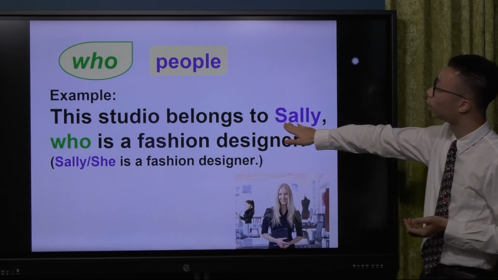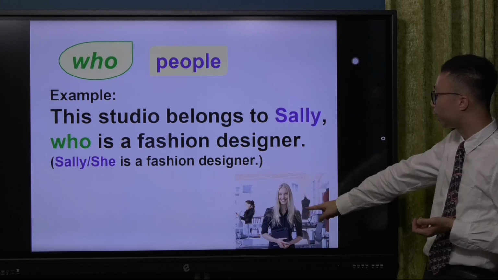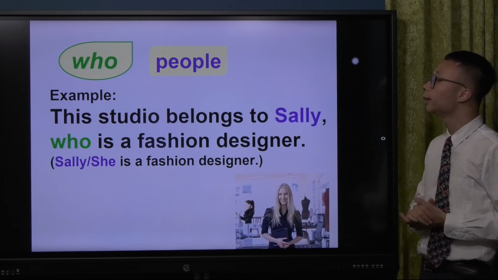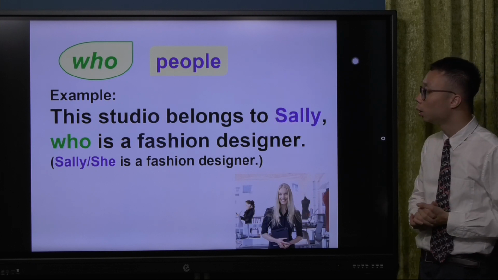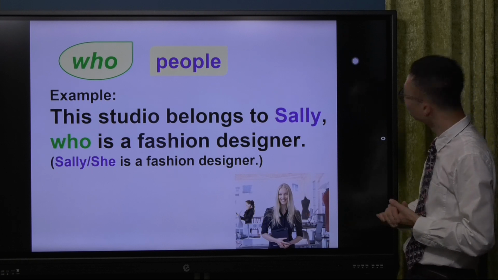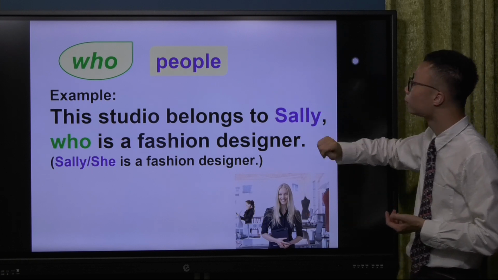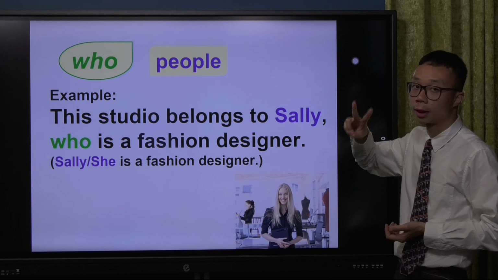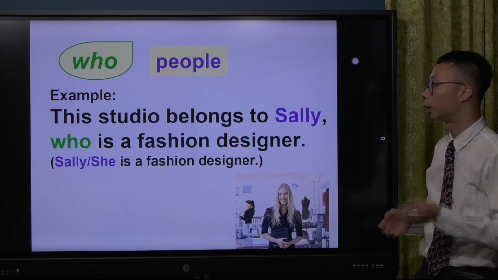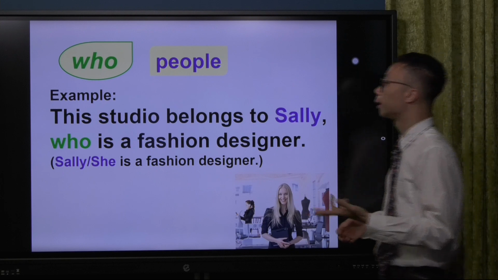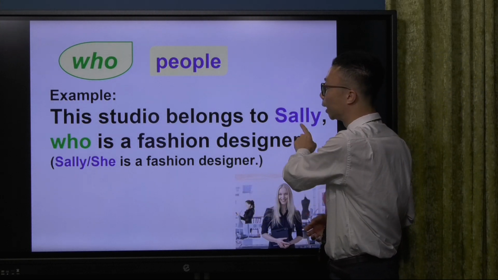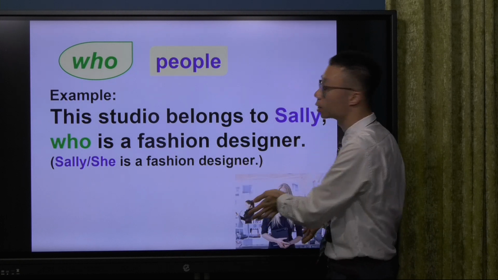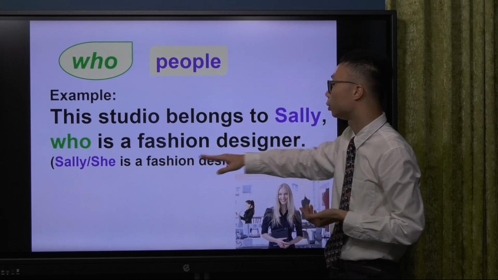Here is an example sentence, and this is Sally, and this is a studio. If someone can read it together with me: this studio belongs to Sally, who is a fashion designer. You just remove the comma here. We have two pieces of information here. When we break it down into two sentences, just like the previous one, we combine two sentences together. The first sentence is this studio belongs to Sally, and the second sentence is Sally, or you can simplify, she is a fashion designer.